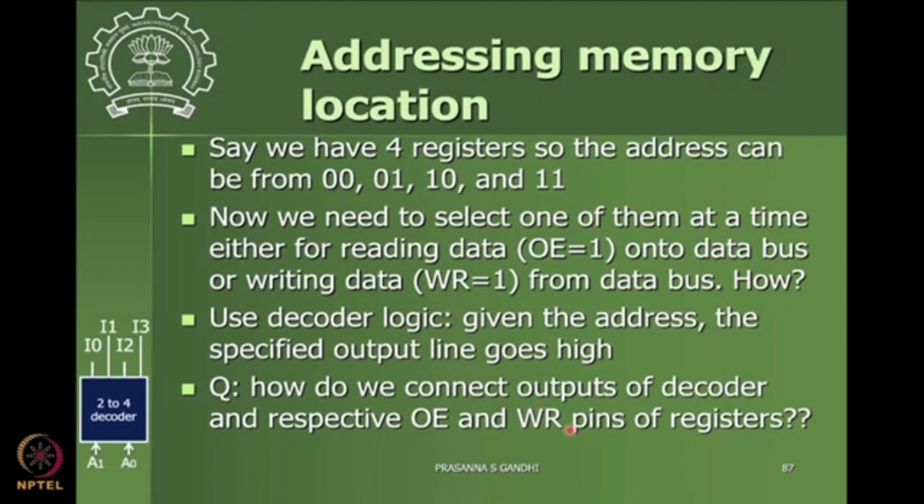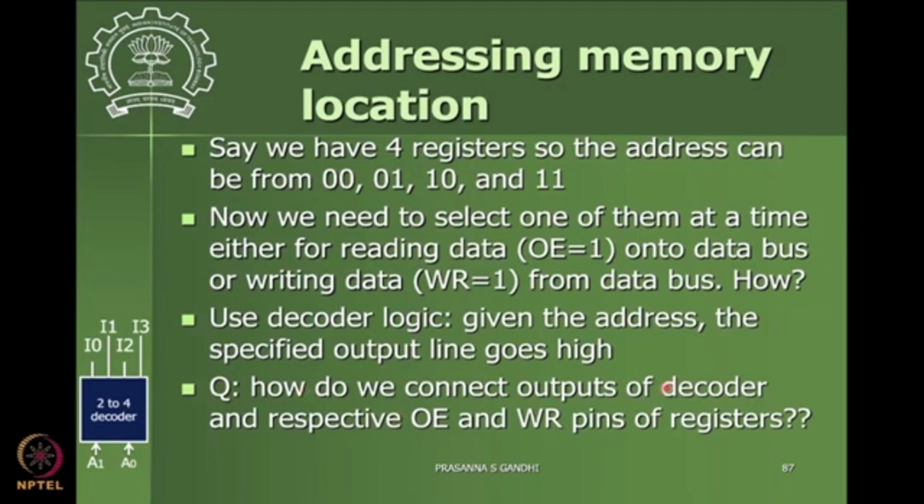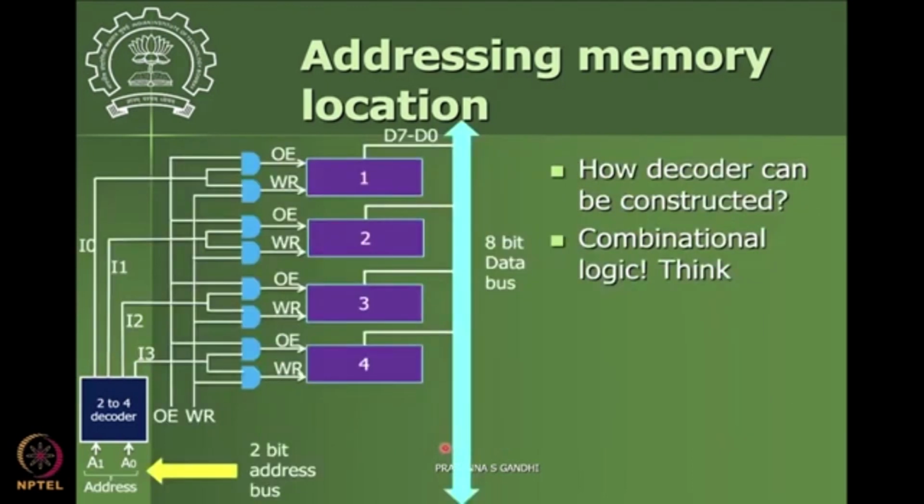Now, how do we connect this? The connection is shown here. Think about how we connect the output of the decoder to the respective OE and WR pins of the registers so that we can address them, so that OE and WR cannot be one at the same time, and we can address whenever we want to write or output. I can do it in a simple manner, and this is a way it can be connected.